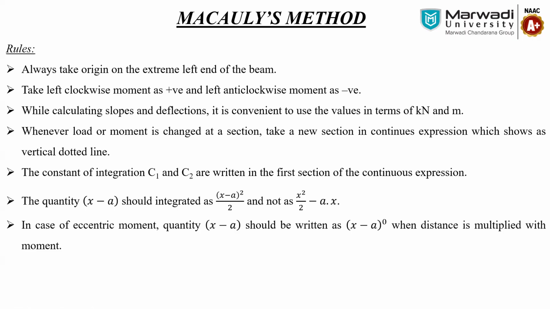A can be any term in between the span, so it can be x minus 2, x minus 4, whatever location will be there depending on the span.